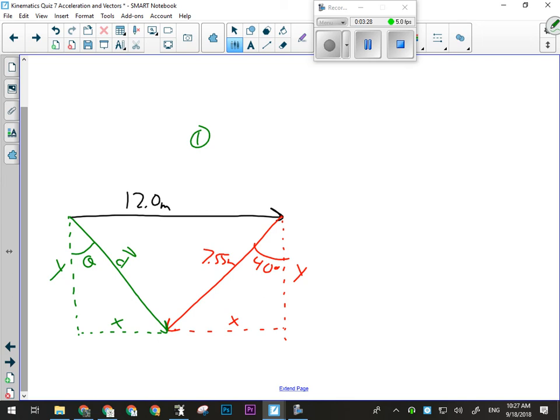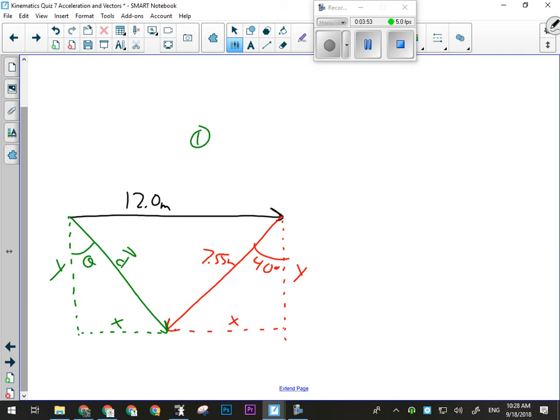If they drew the triangles separately, that's also fine. So if they have just the line and then a triangle separate from that, I'm also okay with that because the separate triangle method is the other way we looked at doing that. So first vector, second vector. Now, next step is we have to find the x and y components of the 12 meter vector and the 7.55 meter vector. So we've got to find x and y.